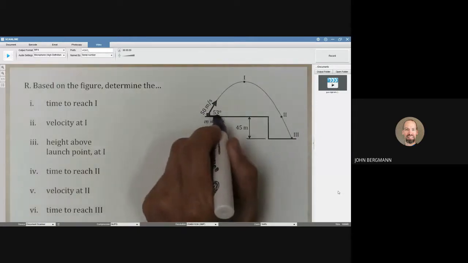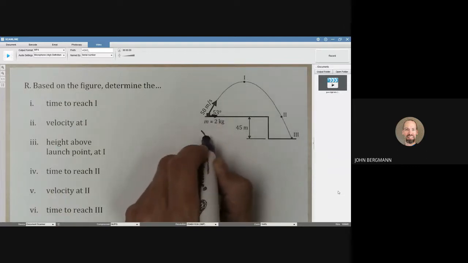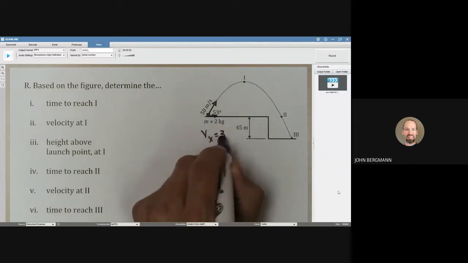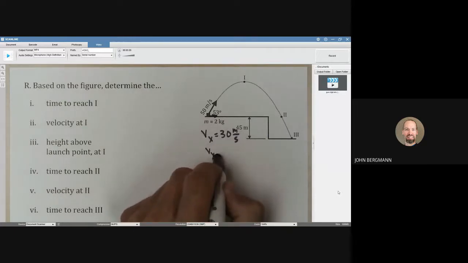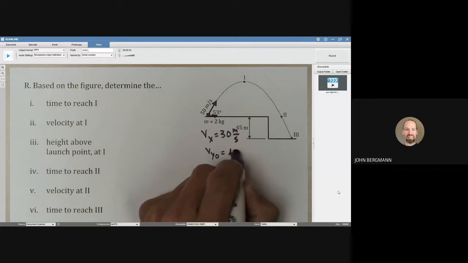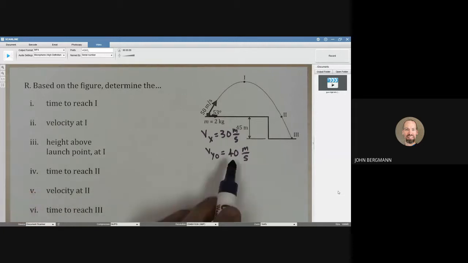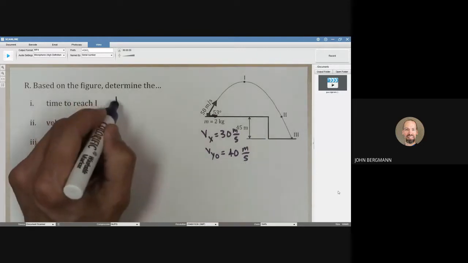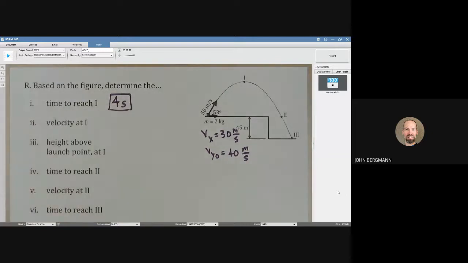That tells me that this is a 3, 4, 5 right triangle. So that means that Vx is 30 meters per second and Vy initial is 40 meters per second. Just based on that being a 3, 4, 5 right triangle, which means the vertical speed, we're assuming we're on Earth, is going to change by 10 meters per second each second. So I think it'll take 4 seconds to reach the top of its path.